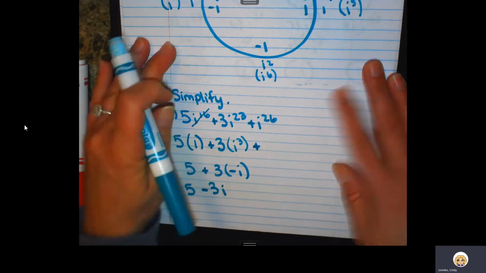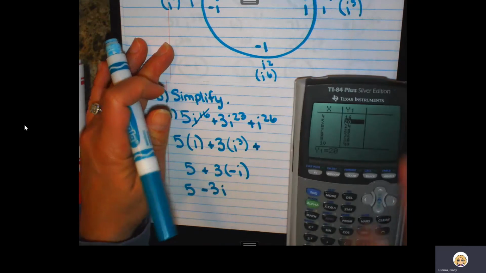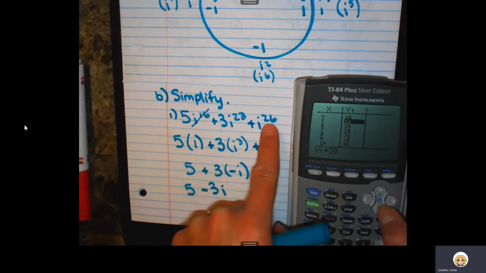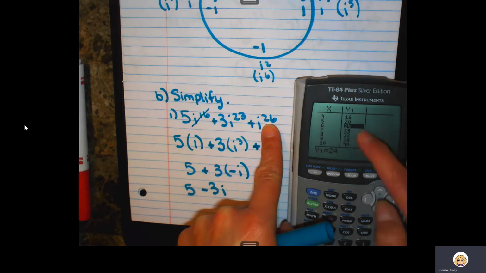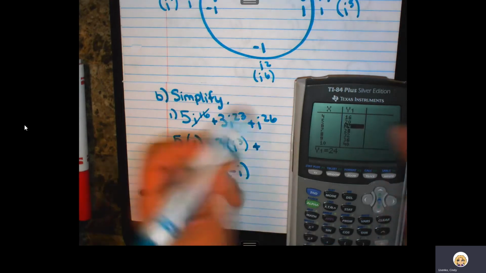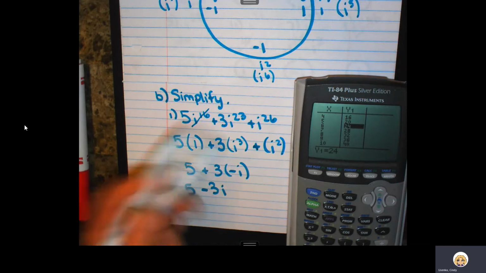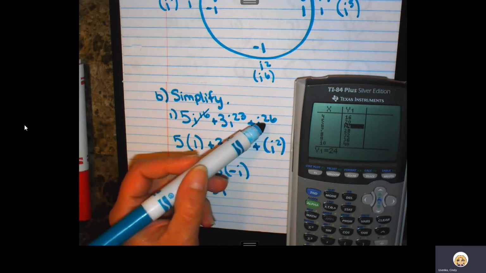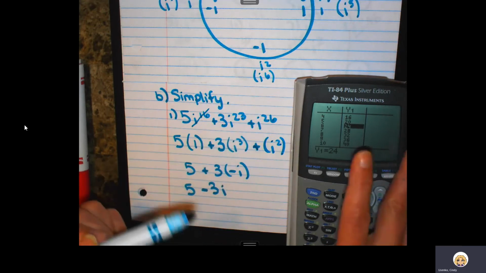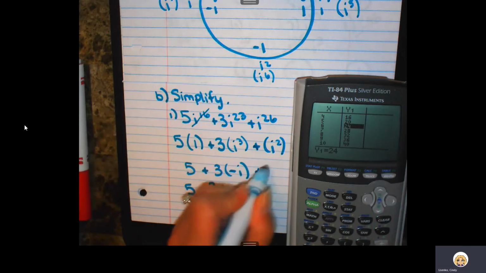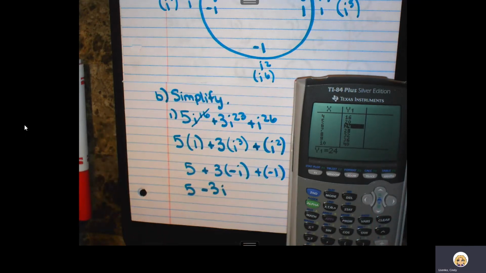I'm going to divide out my multiples of 4. So if I look at my table, the biggest multiple of 4 below 26 is 24. So if I take out 24, I'm left with 2. So I just want my remainder, i squared. So again, you're dividing out your multiples of 4 because your remainder is your answer. Well, i squared in our table is negative 1, so I have plus a negative 1. Plussing a negative 1 is just subtracting 1.